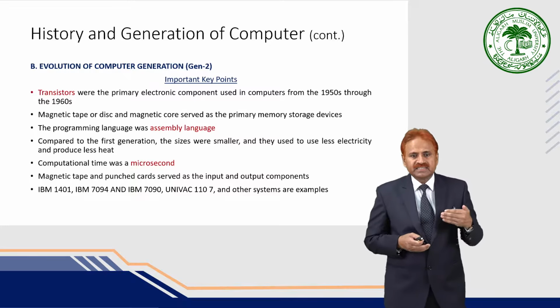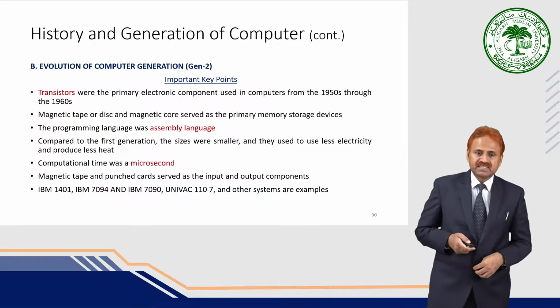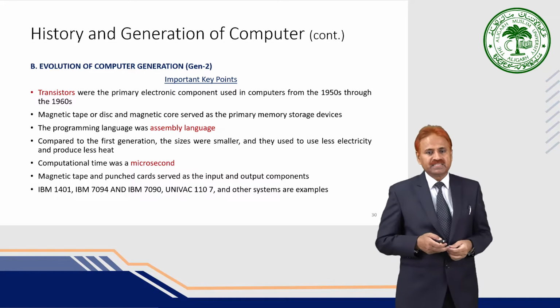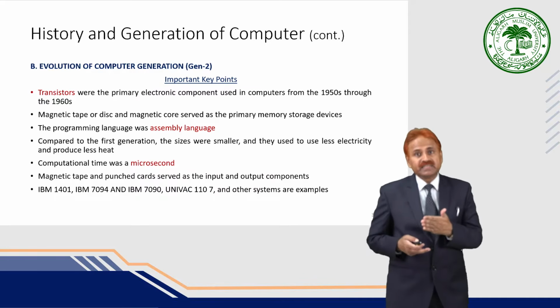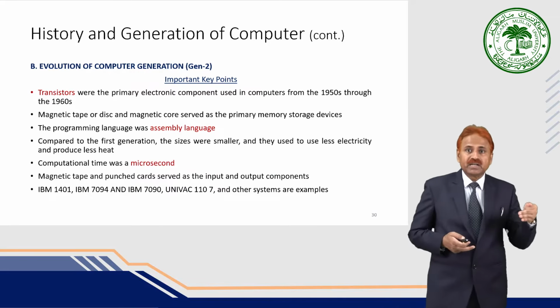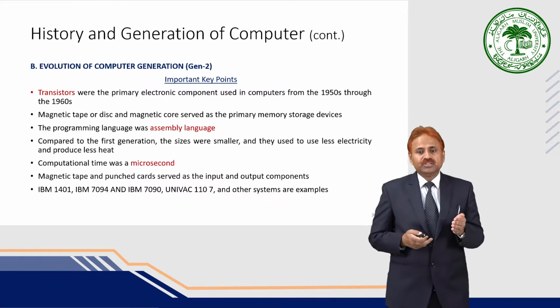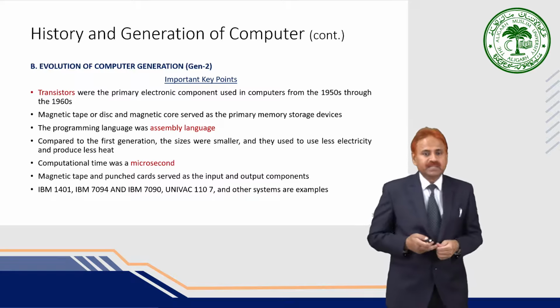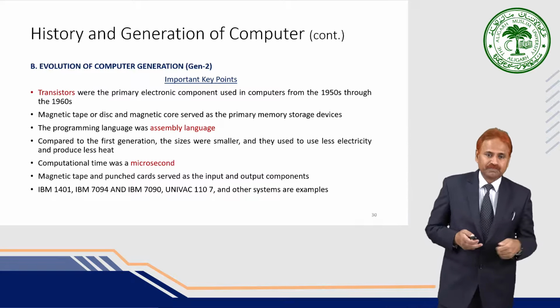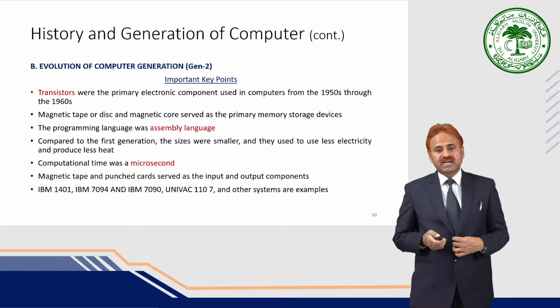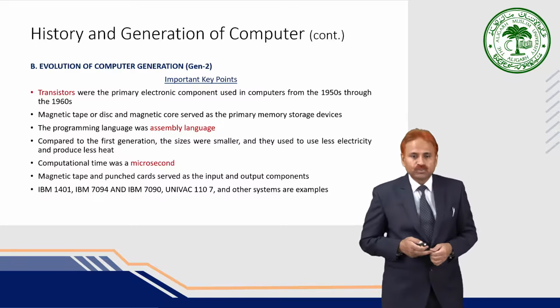In the second generation computer, transistors were the primary component used in computers from the 1950s through the 1960s. Magnetic tape, disk and magnetic core served as the primary memory storage devices. The programming language was assembly language. In the first generation, the only language was machine language, and here we have assembly language. Compared to the first generation, the size was smaller. They used less electricity and produced less heat. Computational time was in microseconds. Magnetic tape and punched cards served as the input and output components.